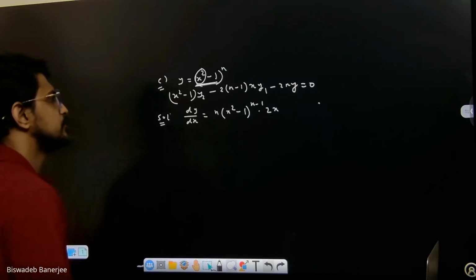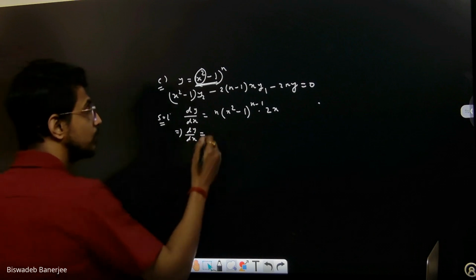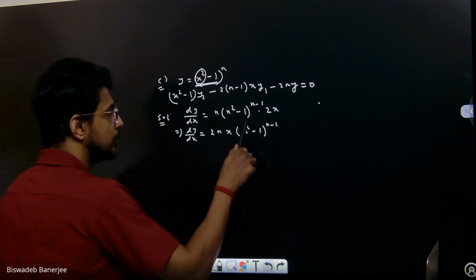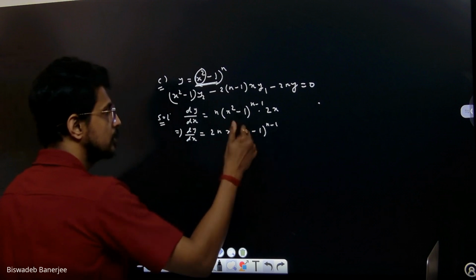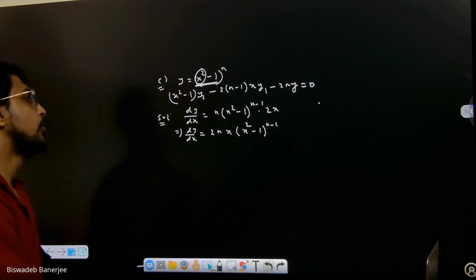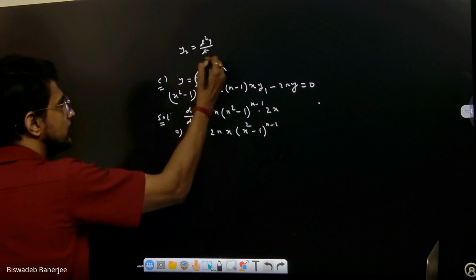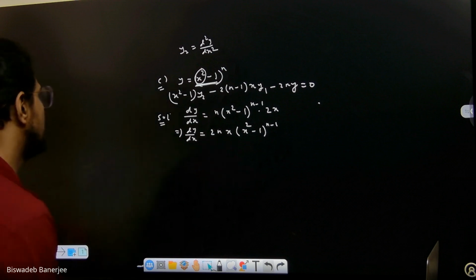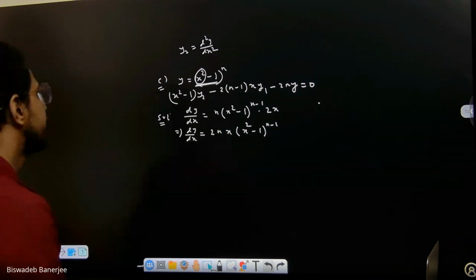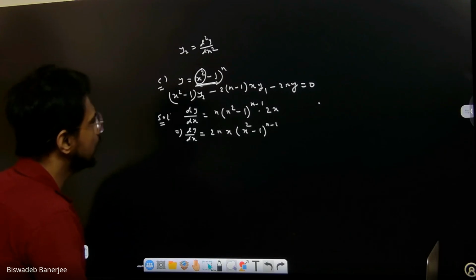So we can write this derivative as dy by dx equal to 2 into n into x into x square minus 1 whole to the power n minus 1. Just differentiating this. Then what? Here y2 means second order derivative, and this is my first order derivative. So my first differentiation is this. Then we can find the second order derivative.